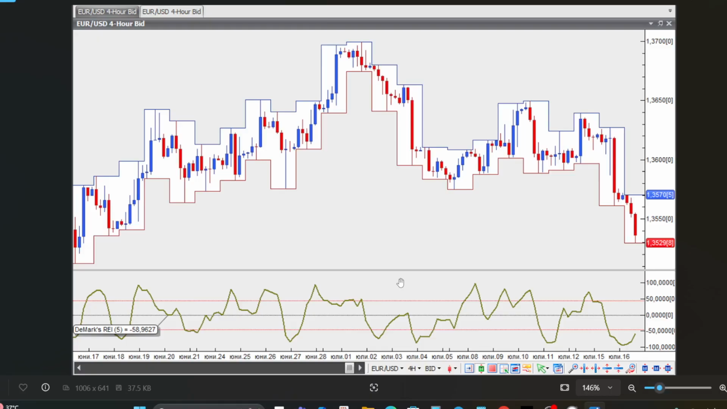Whether you are a day trader or a swing trader, the range expansion index works across different time frames. It can be applied to short-term trades or longer-term setups, making it a flexible tool for various types of traders.